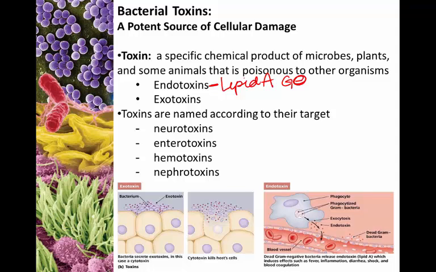Now, exotoxins, unlike endotoxins, are actually produced within the bacteria and excreted. Okay, so these are going to be released by the organisms. Toxins get named and characterized according to their target system. We see neurotoxins targeting the nervous system, enterotoxins targeting the GI tract, hemotoxins specifically targeting red blood cells, and nephrotoxins targeting places like the kidneys. Now, there are other varieties of this. These are just the ones that I am mentioning.